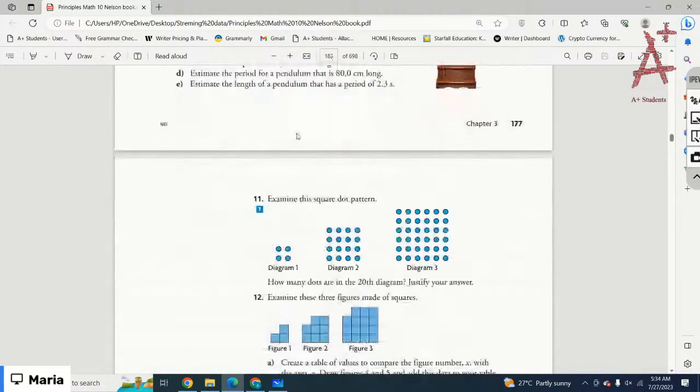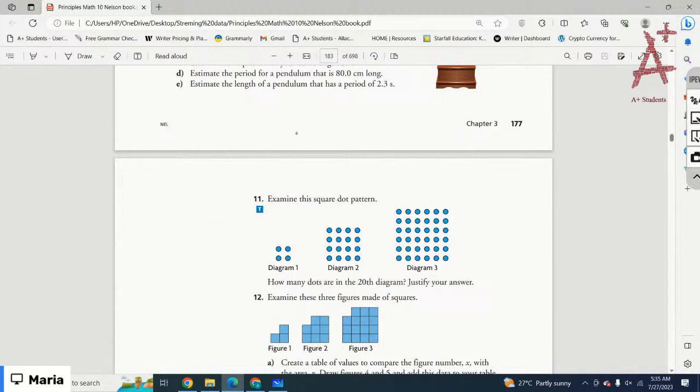Okay, let's just do question number 11. Examine the square dot pattern. How many dots are in the 20th diagram? Justify your answer. Okay, in diagram 1, you have 1, 2, 3, 4 dots, then in diagram 2, 1, 2, 3, 4, 5, 6.